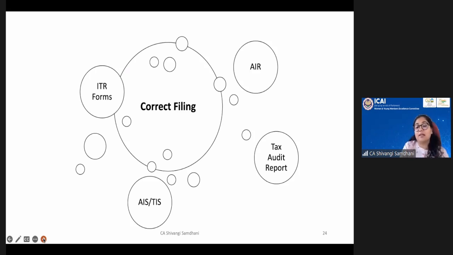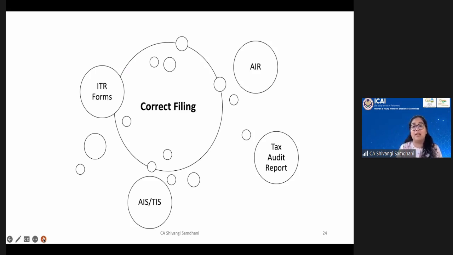Tax audit report is also one of the things to be considered, because when assessees are required to get their accounts audited as per 44AB, what is reported by the auditor in the tax audit report has to match with their ITR form. If not, then again, problems take place. So I want to again emphasize that this is not a procedure. Filing of return of income, understanding the basics of law is very important, because correct filing is the key.